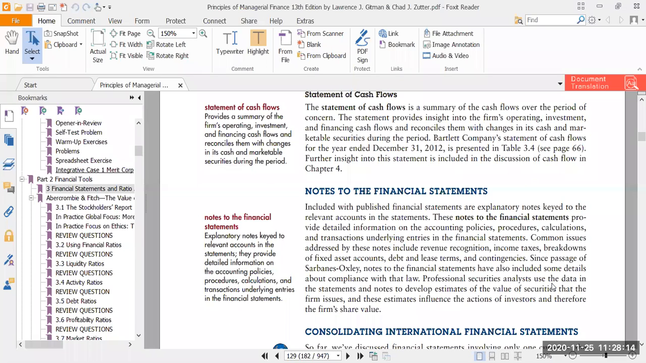So for the time being, you must understand that the statement of cash flow is a summary of the firm's operating, investment, and financing cash flows, whether it is an inflow or an outflow of cash, and the changes made in different heads of accounts. Accordingly, we report the change in cash and marketable securities during the period in the statement of cash flow. So it is basically a summary of whether cash is generated, positive or negative, for a particular period of time.